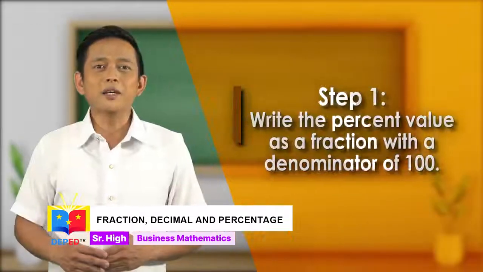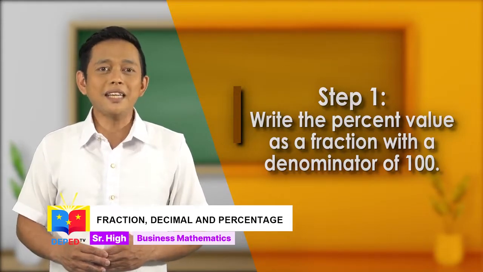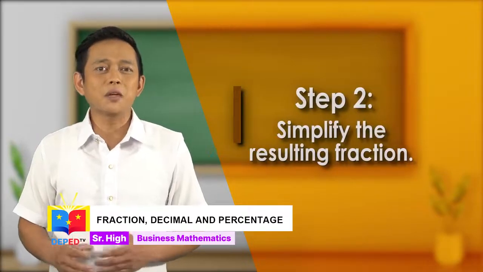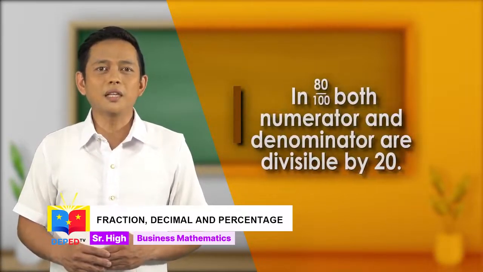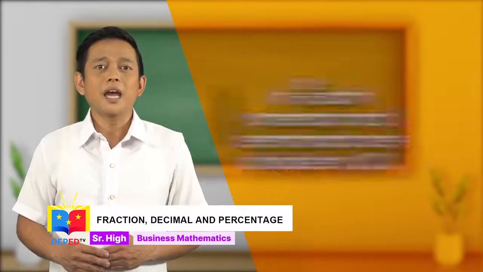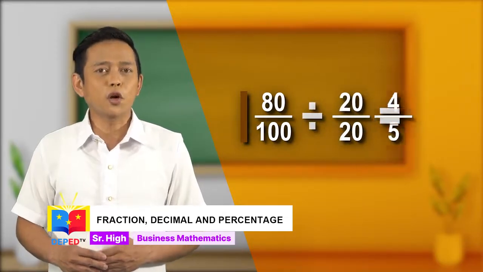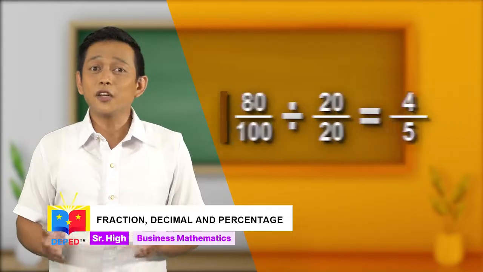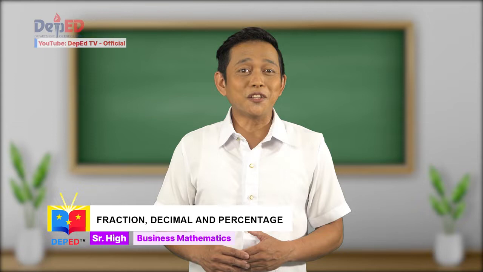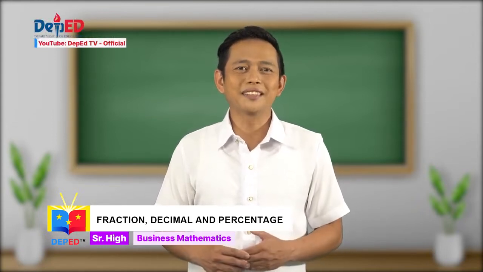Step 1. Write the percent value as a fraction with a denominator of 100. That's 80 over 100. Step 2. Simplify the resulting fraction. In 80 over 100, both numerator and denominator are divisible by 20. 80 over 100 divided by 20 over 20 is equal to 4 over 5. Therefore, 80% is equivalent to 4 over 5. Did you get the same answer? Very good, everyone. Job well done.